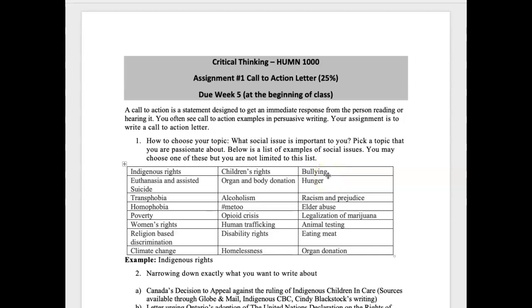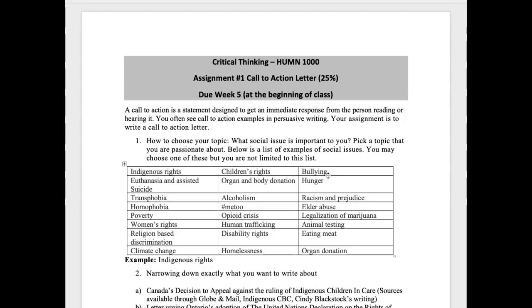Okay, for assignment number one, we're going to be writing a call to action letter. It is worth 25% of your overall mark, and it is due in week 5 at the beginning of class. If you're unfamiliar with what a call to action letter is, a call to action is a statement designed to get an immediate response from a person, either reading it or hearing it.